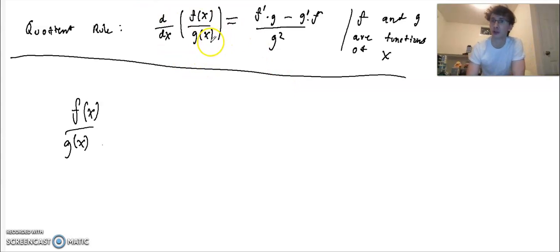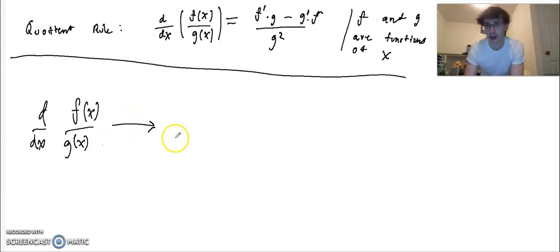First, what this rule is saying is, if you have two functions of x divided by each other, then your result is going to be f prime times g minus g prime times f, all over g squared. So you can see this is a lot more than the product rule, which is why I hate it. But just keep in mind that f and g are functions of x. We're just going to write f and g to make things a little easier. But let's get into the proof.